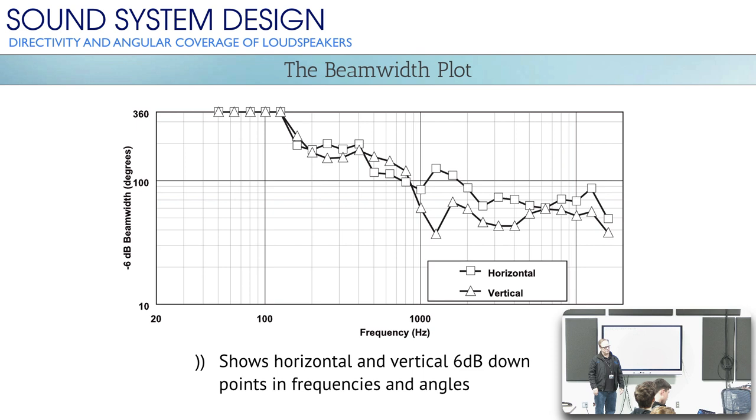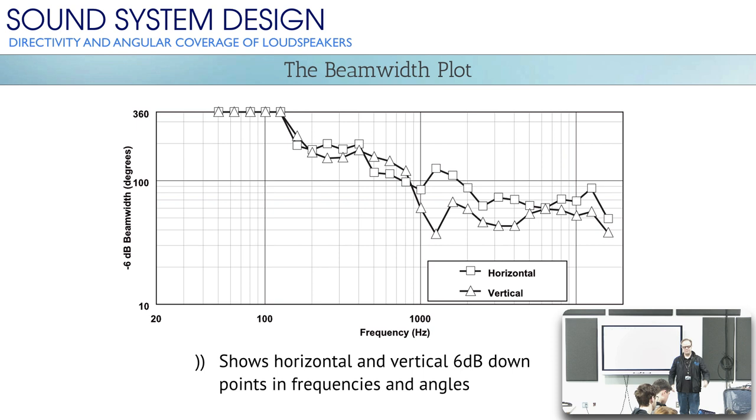Okay. Now, what if you get down to 100 hertz? It's 360 degrees on both axes. This is effectively omnidirectional at 100 hertz. So 100 hertz and below goes everywhere. 1 kHz is around 85 horizontal to 60 vertical. But you get up to 4 to 6 kHz, and it's like 60 degrees conical, we would call that. Okay?